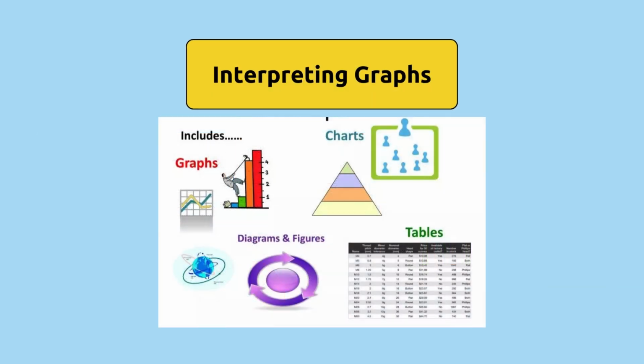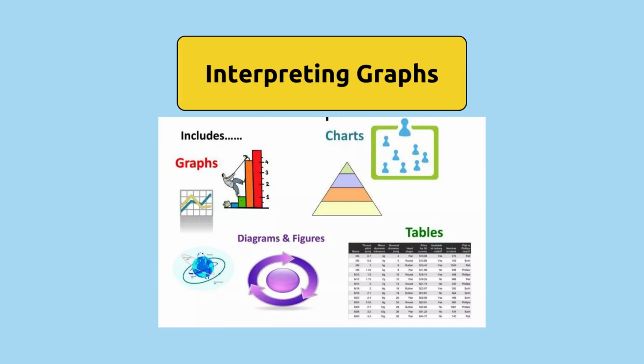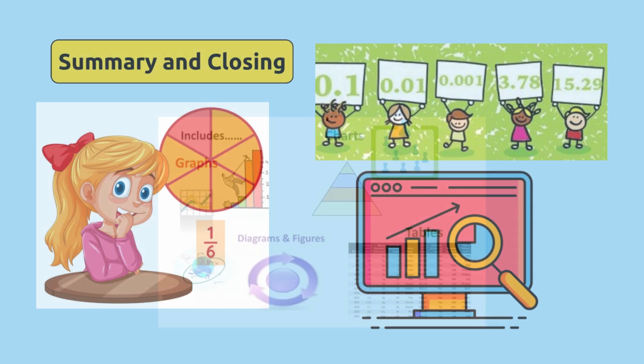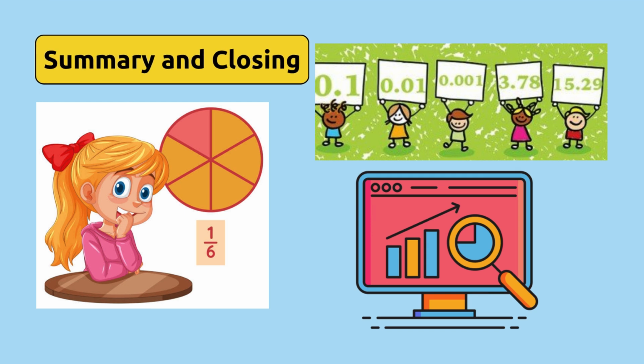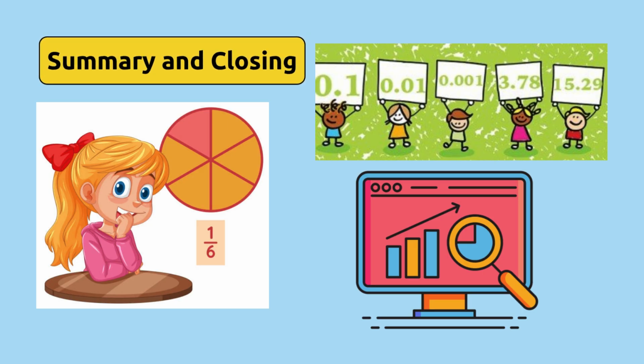When reading graphs, always check the title, labels, and scales. This tells you what the graph is about, what each side means, and how the numbers grow. Today we learned that fractions and decimals help us describe parts of a whole, and data interpretation helps us understand information better. These skills help us in cooking, shopping, reading charts, and many more real-life situations. Keep practicing and exploring, because math is everywhere.